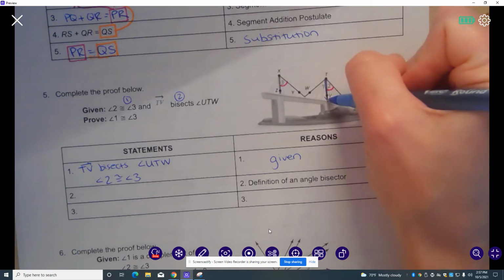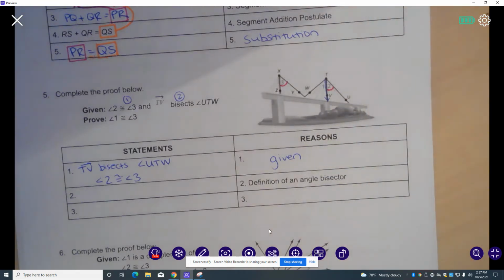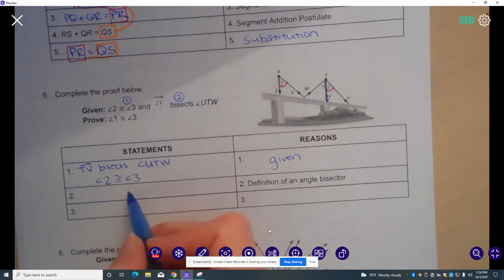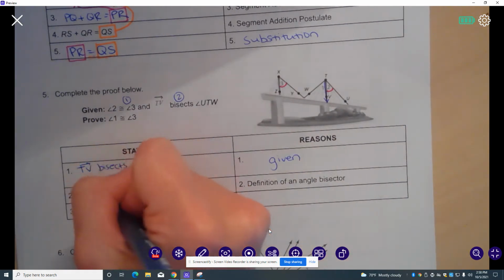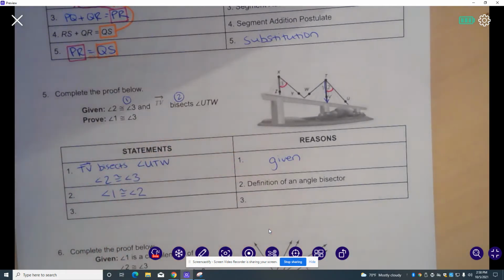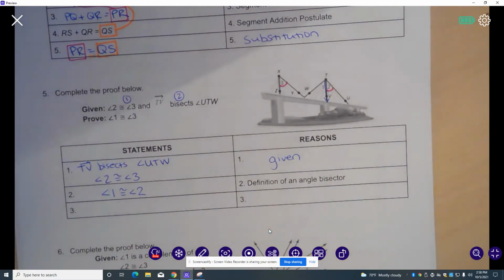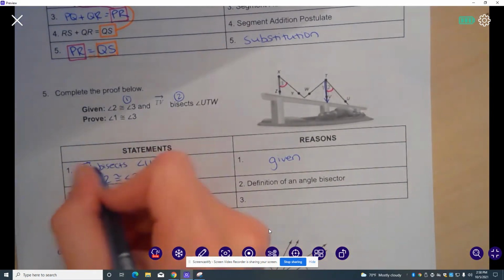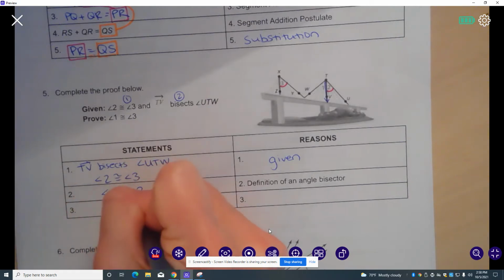Because this is an angle bisector, angle 1 and angle 2 are congruent. So I've got angle 1 is congruent to angle 2. And that's the definition of an angle bisector. Remember, I'm trying to prove that angle 1 is congruent to angle 3.